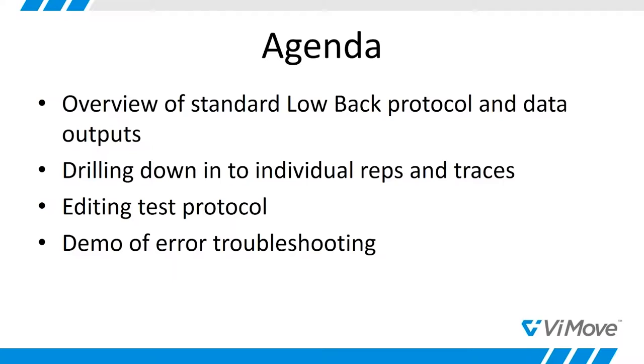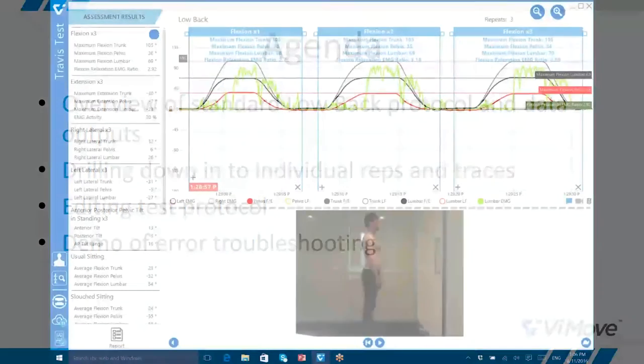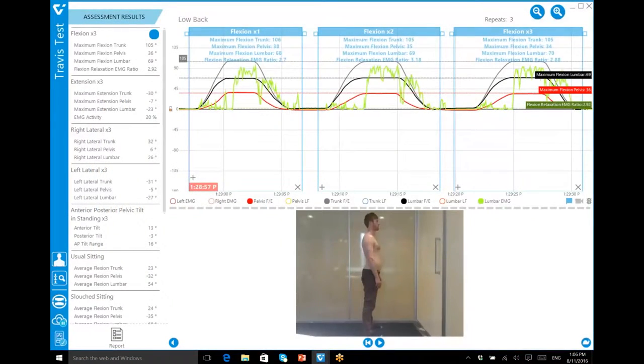So I'm just going to now transfer into an example of what our low back live assessment data screen looks like. So hopefully that's come through for all of you on your screen. So first of all, we're just going to have a bit of a chat through what is in the standard procedure, the tests that are there, and some of the data that is presented. So I'm just going to start in the obvious starting position, which is at the top left of your screen where my cursor is, if you can see that. And we're starting with flexion.